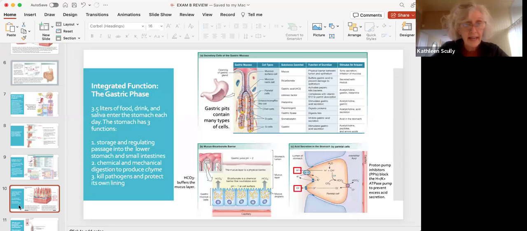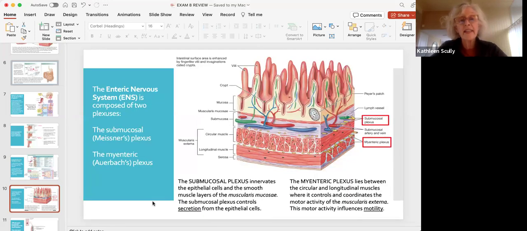The next slide focuses on the enteric nervous system. So these red rectangles point out what I'm asking you to look at there. And those two things, those two plexi, make up the enteric nervous system. And again, the enteric nervous system is like the little brain of the gut. Okay, there's the submucosal plexus, and it's going to control secretion from the epithelial cells.